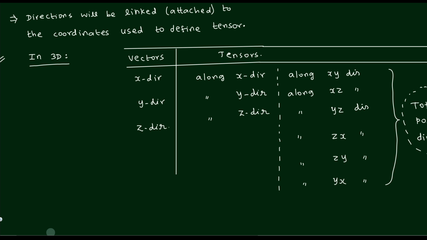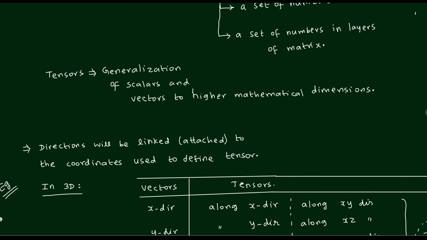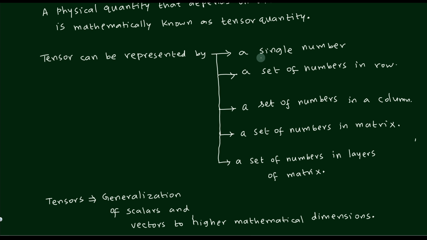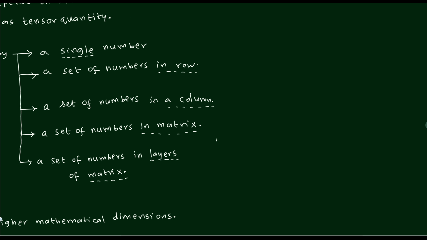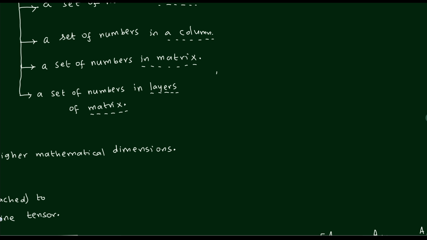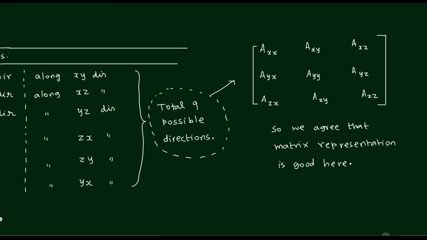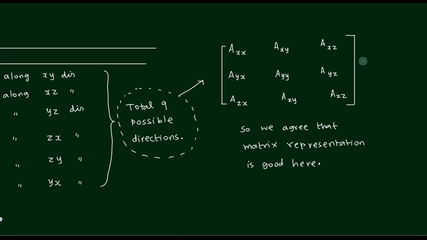So matrix representation is not the only thing. It's one of them, but much simpler things are there. You can use a single number, you can use a row of vectors, you can use a column, you can use a single matrix, or you can use multiple matrices, layers. Any combination that you write down is a tensor. So our conclusion is that the representation of the matrix is a tensor quantity. I'll write down that this kind of matrix is a tensor. So you don't really need to worry about this.